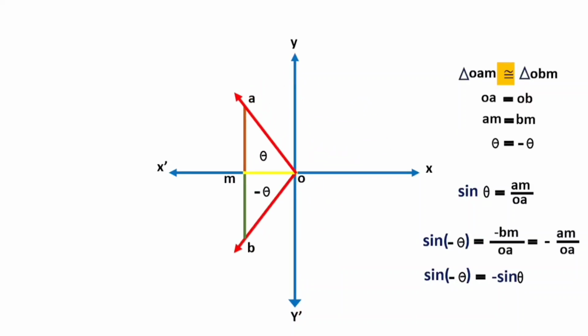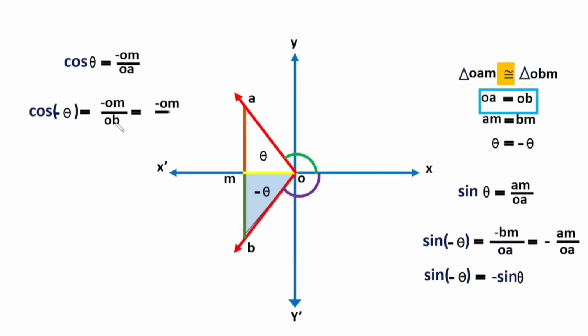Now the two triangles have changed their direction. Theta has gone to the second quadrant and minus theta has gone to the third quadrant. So the cos ratio of theta equals OM upon OA. OM is negative here because it is the left x-axis, and cos minus theta equals OM upon OB, and OA equals OB. So we can replace OB by OA. So we can write that cos minus theta equals cos theta.